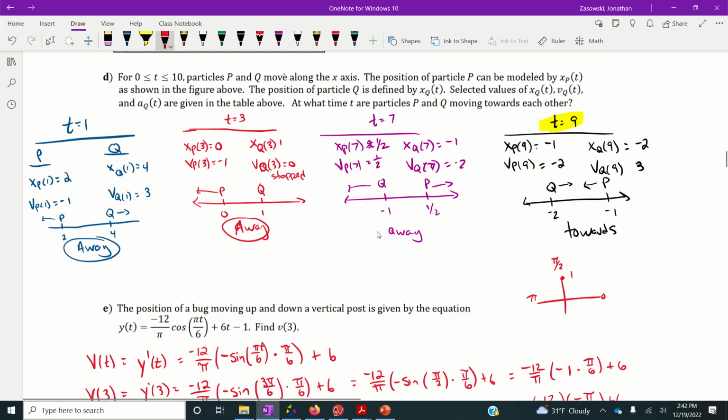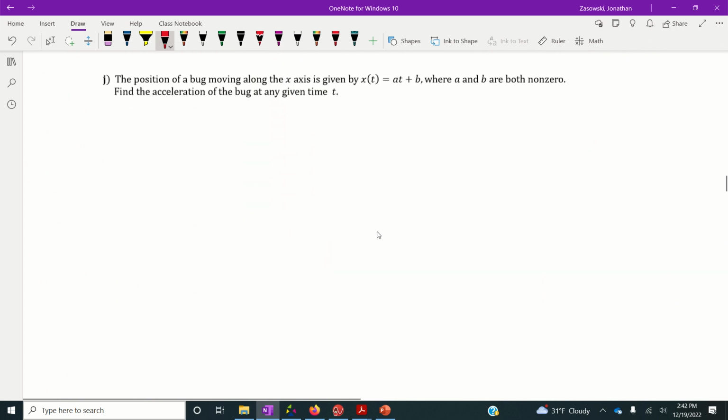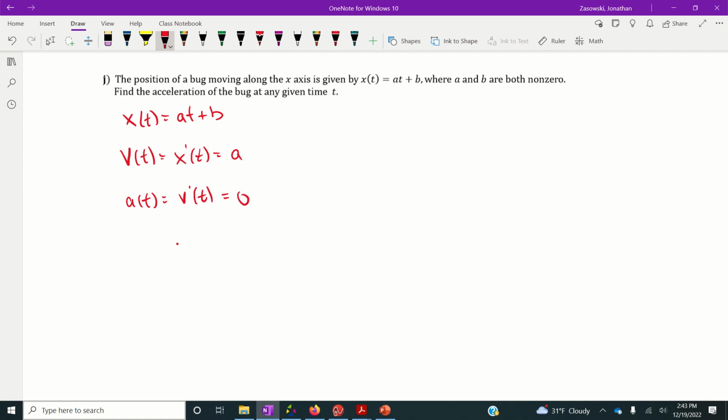All right, and we have one more left. The position of a bug moving across the x-axis is given by the function, where a and b are both non-zero. Find the acceleration of the bug at any time t. All right. So if our position function is given by at plus b, then our velocity function is equal to the derivative of the position function, and the derivative of this function is just a. And the acceleration would be the derivative of the velocity, and the derivative of a, which is a constant because they're non-zero numbers, is just 0. Therefore, a of t is just equal to 0.